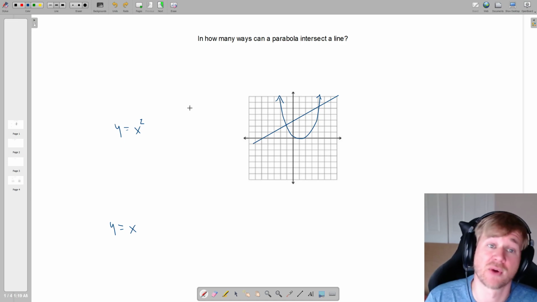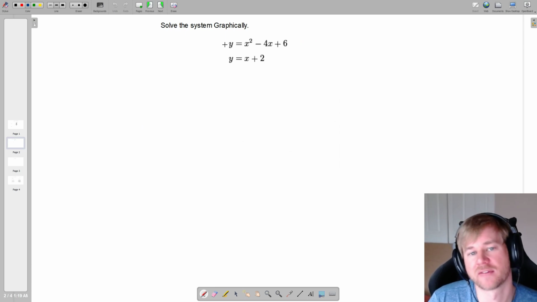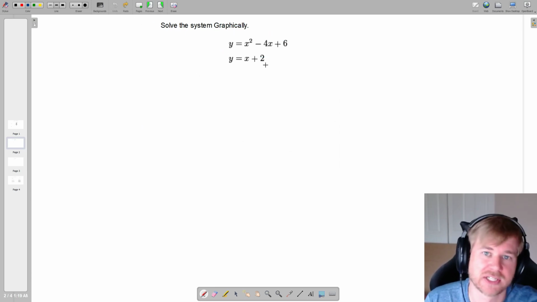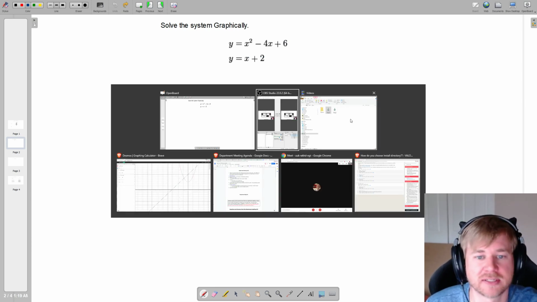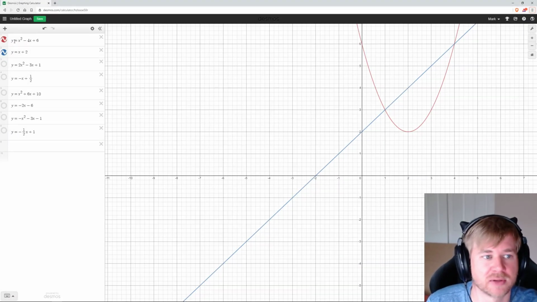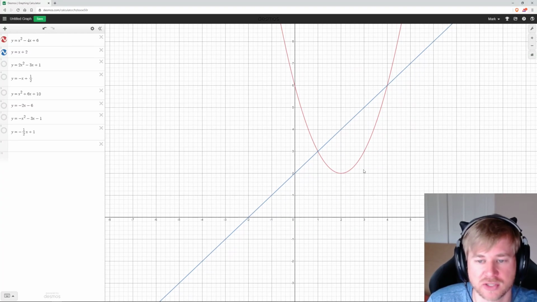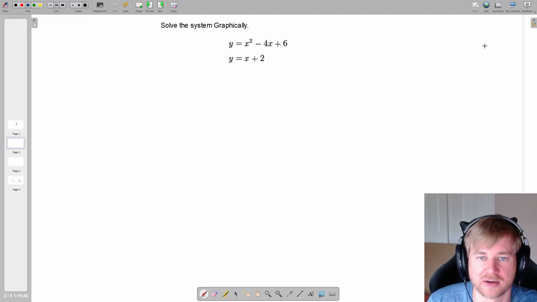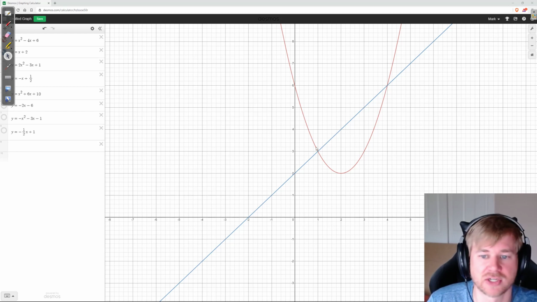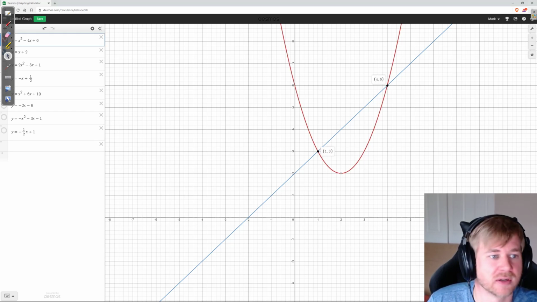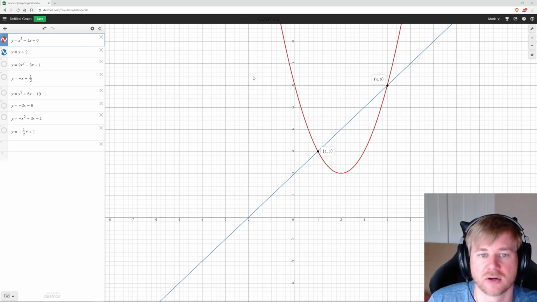So let's actually graph a couple and see how we do. To solve the system graphically, we've got our parabola on the top, and then we've got our line. I've actually done this, and we're going to use Desmos. Here's Desmos. I have negative 4x plus 6 and x plus 2. Those are my two functions, and I'm asked to find where they intersect. I'm going to screenshot it, and we'll look at the solution with the problem in front of us. So here we are.